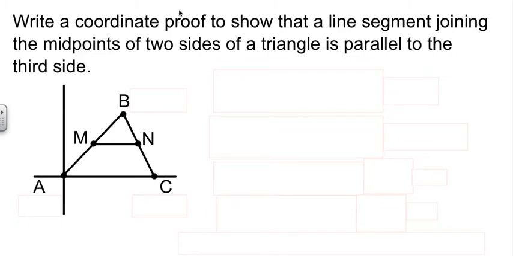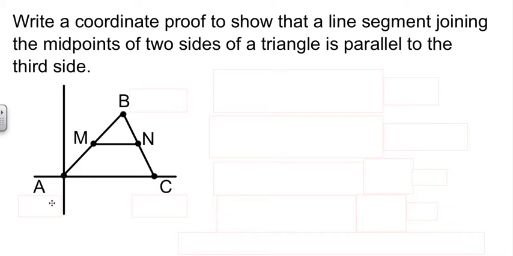Okay. Last thing we're going to throw at you here is to actually write a coordinate proof to show that a line segment joining the midpoints of two sides of a triangle is parallel to the third side. So I have a triangle here, and I've connected the midpoints of two sides, so there they are, and I'm trying to show that this line MN is parallel to AC. And we're going to do this with coordinates. So we need some coordinates.